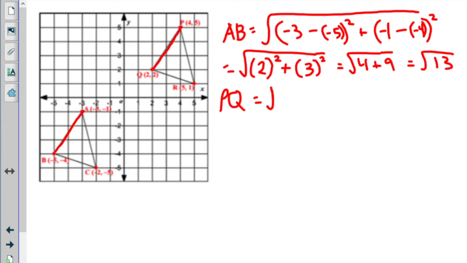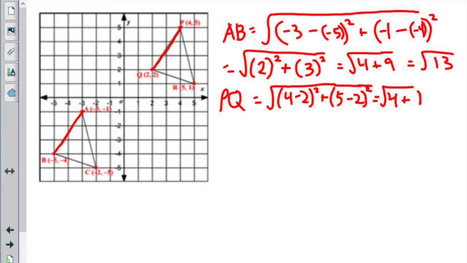I'm going to go quicker this time. Square root of, subtract the x coordinates. My x coordinates here are 4 and 2. I'm going to subtract them, squared. Plus, subtract your y coordinates. My y coordinates are 5 and 2. So I'm going to take 5 and 2 and subtract them, squared. 4 minus 2 is 2, squared is 4, plus 5 minus 2 is 3, squared is 9. 4 plus 9 here is 13, and we get the square root of 13. Ding, ding, ding, we have a match.